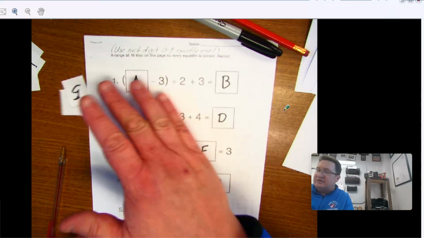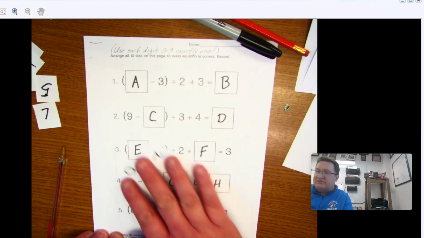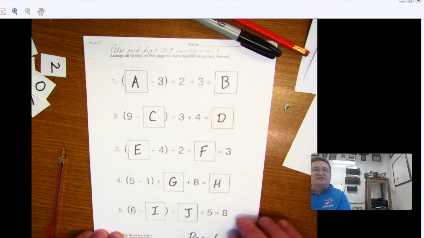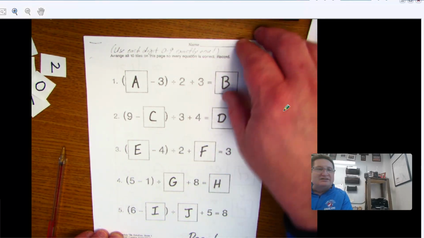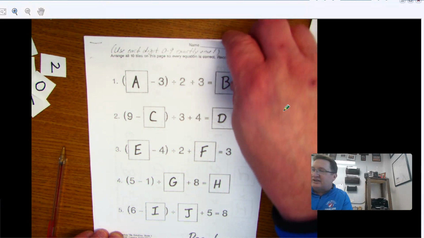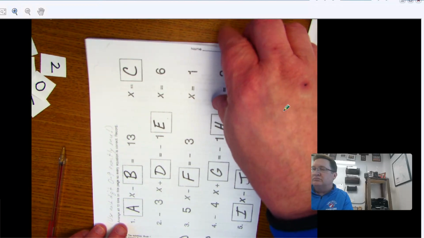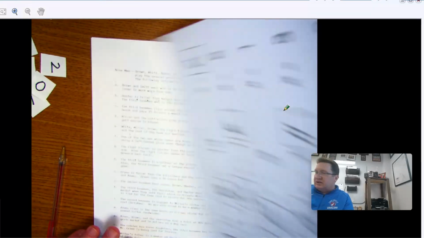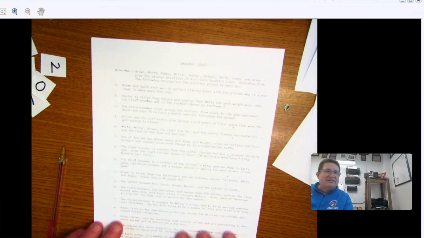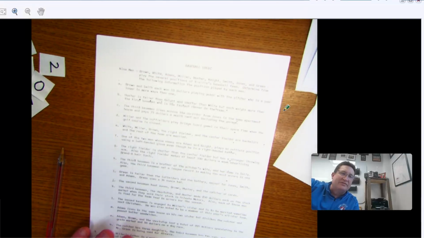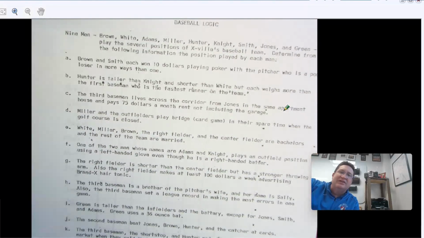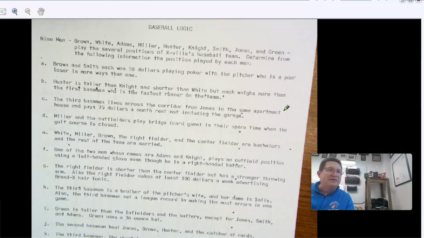And so you can make these little slips of paper yourself if you wanted to, or you can just use your eraser. But we've got a couple of those sheets that are like that in your packet today. And then towards the end of your packet, there's this other puzzle that's intended to be a good thinker and also fun. And it's called Baseball Logic.